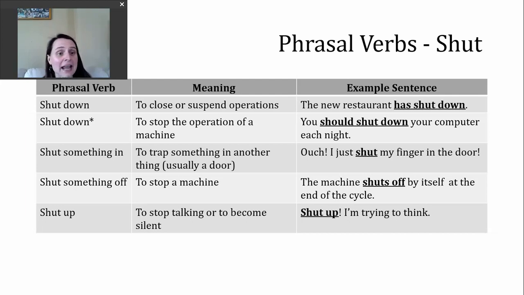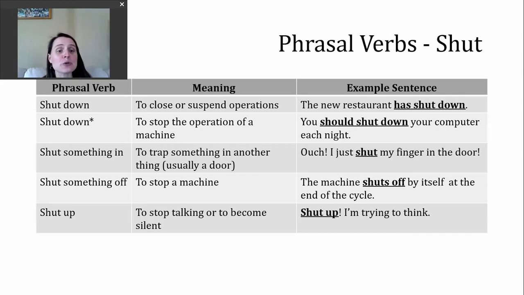The next phrasal verb I have is to shut something in. And it means to trap something in another thing. And many times this other thing is going to be a door. So here's an example of that. Ouch! I just shut my finger in the door. I'm bad at shutting my fingers in drawers as well sometimes.